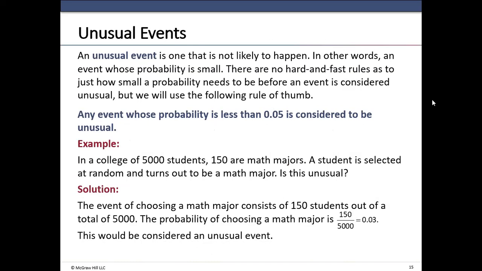In a college of 5,000 students, 150 are math majors. What is the probability of a math major? 150 divided by 5,000 is 0.03, which is less than 0.05. Therefore, the event that the selected student is a math major is unusual.